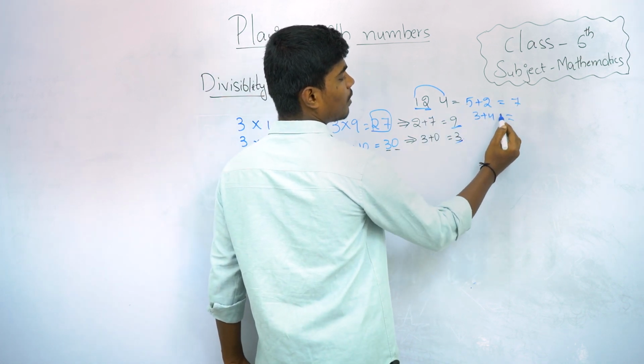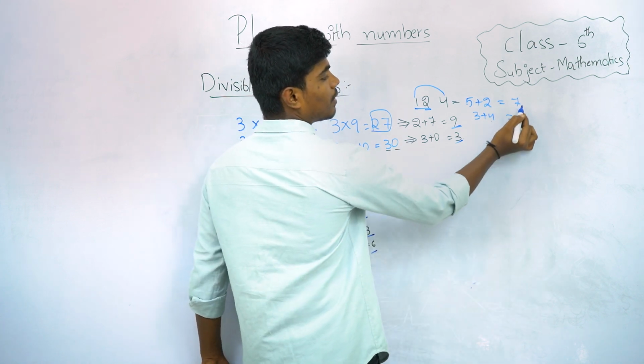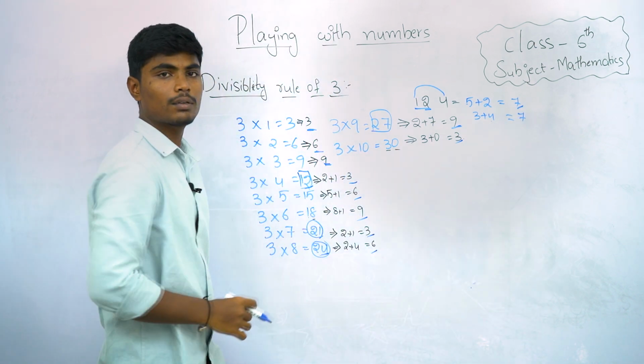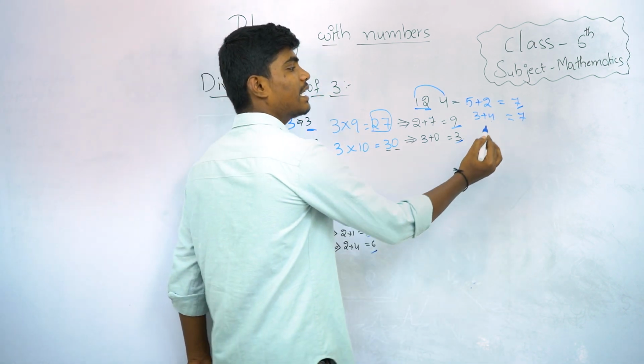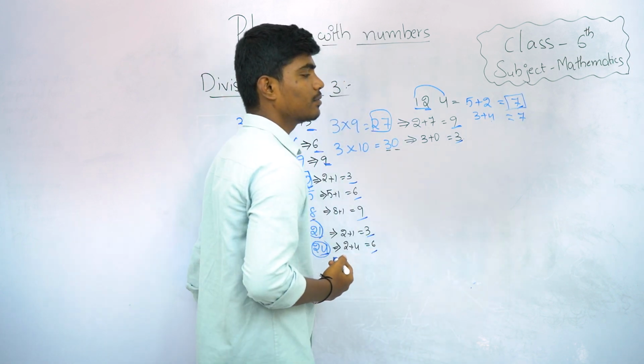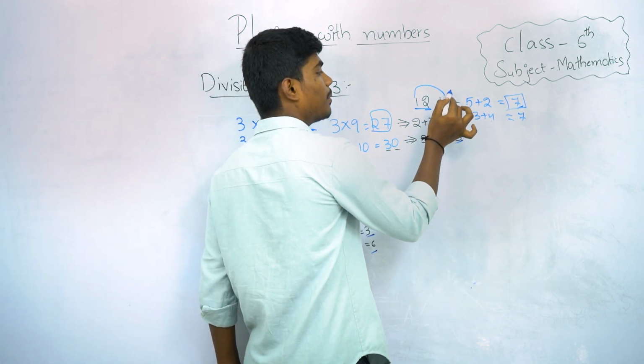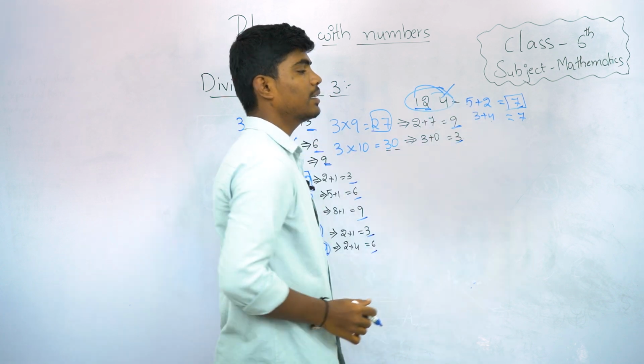5 plus 2 is 7, 4 plus 3 is 7. See, is 7 divisible by 3? No, 7 is not divisible by 3. So this number is not divisible by 3.